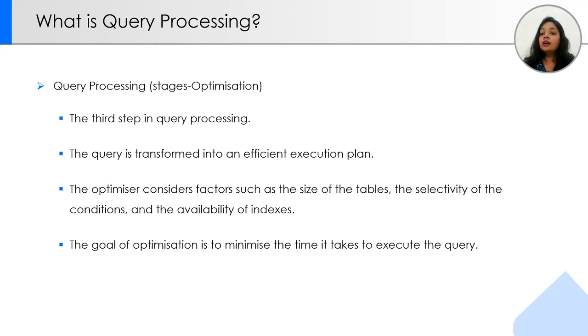Then comes the conditions. So here, suppose if you are in a particular state, then again it is going to check that the customer is in a particular state and they are going to refer to that particular warehouse. So that again depends upon selectivity. Then comes the availability of indexes.